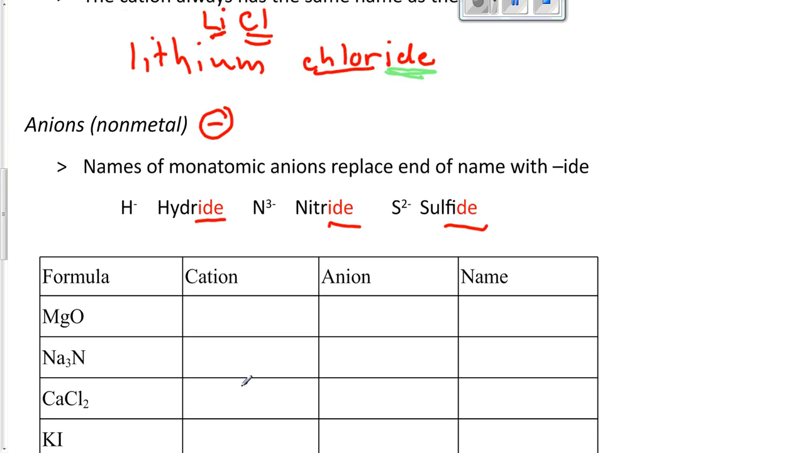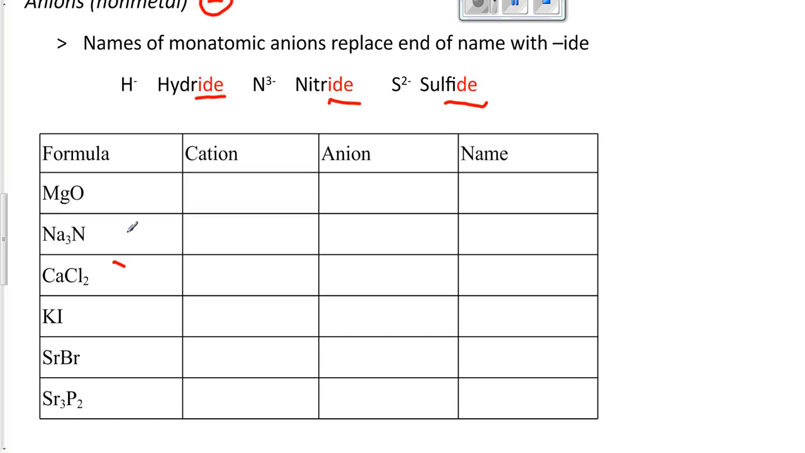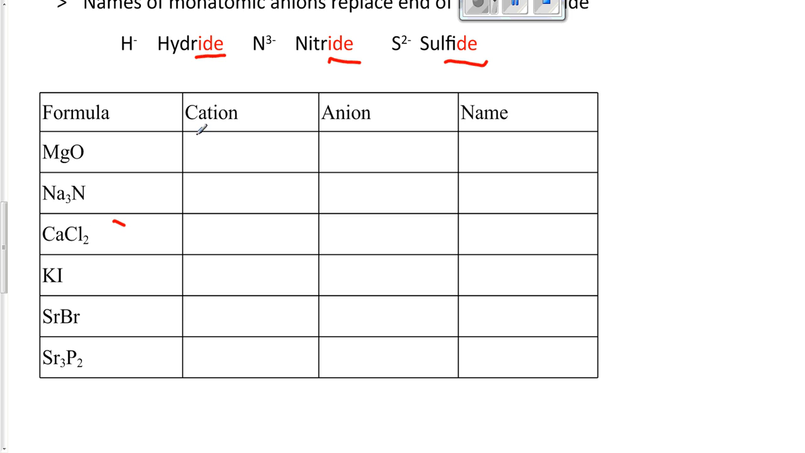So let's try this. Okay, so here's the formula of a compound. Now remember, we want to name it, and we want that name to reflect the number and types of elements. So first of all, I want to show a little trick here. We're going to start off by writing the cations and anions, and this is going to help us later when we work from names to formulas. But let's think about this. Magnesium oxide. Okay, we've got magnesium, we've got oxygen here.